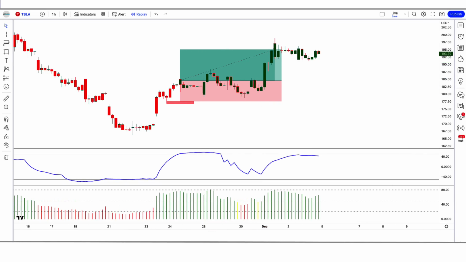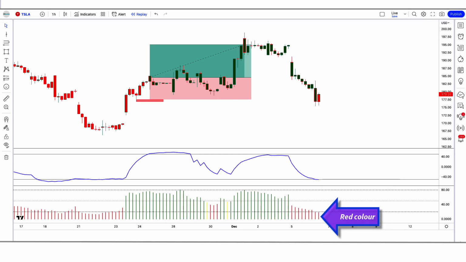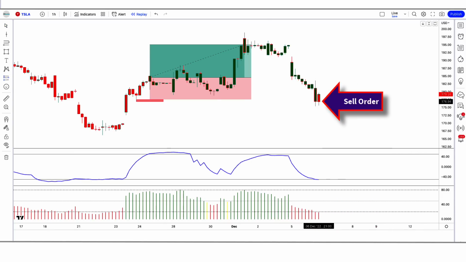Let us now understand the short position. When the PFE indicator should be blue line below the 40 level. When the JKSW indicator should be red bar. When the market forms a bearish candle. If this condition is fulfilled, then we will place sell order.